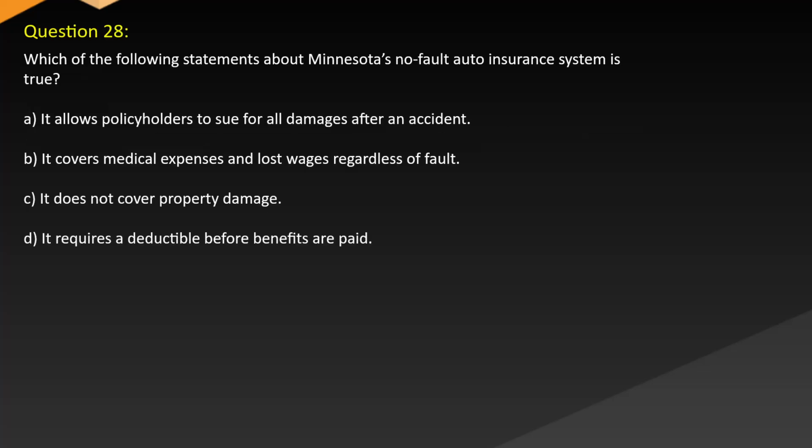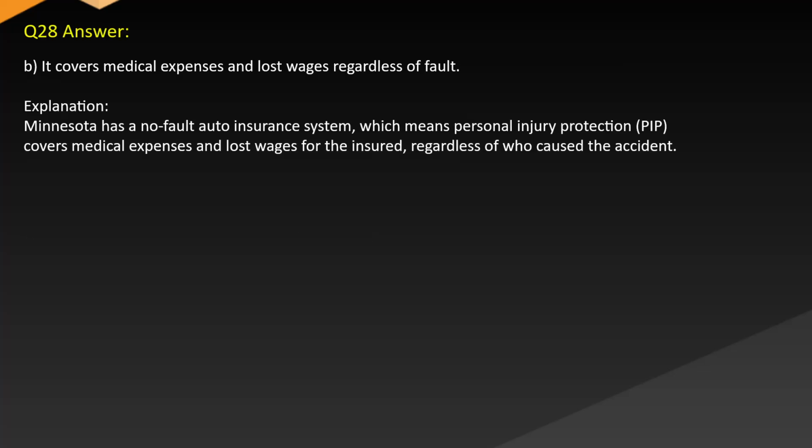Question 28. Which of the following statements about Minnesota's no-fault auto insurance system is true? A. It allows policyholders to sue for all damages after an accident. B. It covers medical expenses and lost wages regardless of fault. C. It does not cover property damage. D. It requires a deductible before benefits are paid. Answer: B. It covers medical expenses and lost wages regardless of fault. Explanation: Minnesota has a no-fault auto insurance system, which means personal injury protection (PIP) covers medical expenses and lost wages for the insured regardless of who caused the accident.